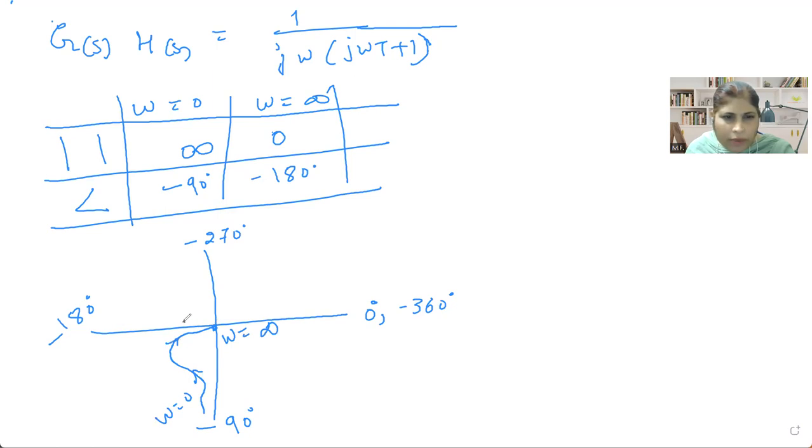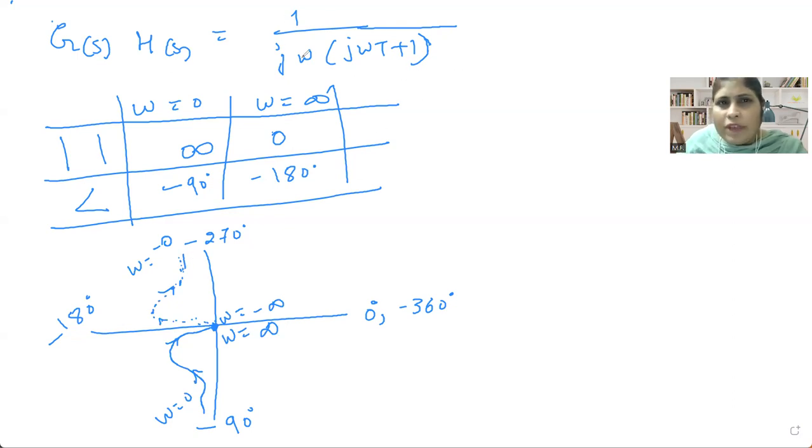Now draw the mirror image of this. This is the mirror image, and this is showing omega equal to minus infinity. This is omega equal to minus infinity, and this is present at omega equal to minus 0. Now it is required to draw the Nyquist contour for this plot.